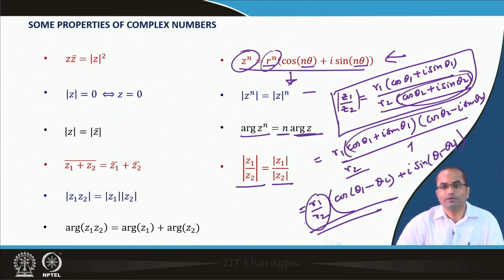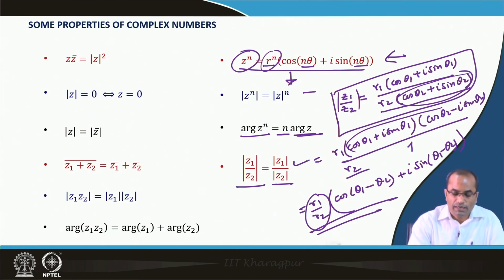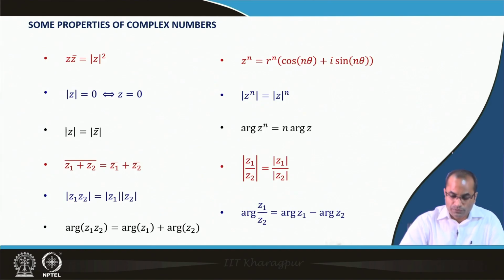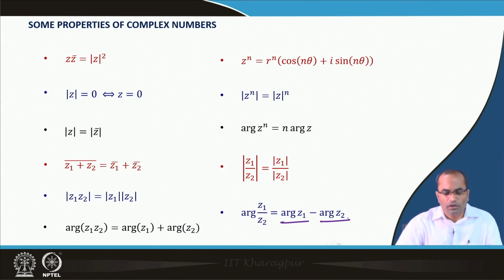R1 was the modulus of z1, R2 the modulus of z2. So, we have proved this identity, and similarly we can also look at this one, where the argument of z1 over z2 we are looking at now. So, the argument is theta1 minus theta2. Theta1 is the argument of z1 and then the argument of z2. Many such properties we can just prove with the knowledge of this multiplication we have just learned.